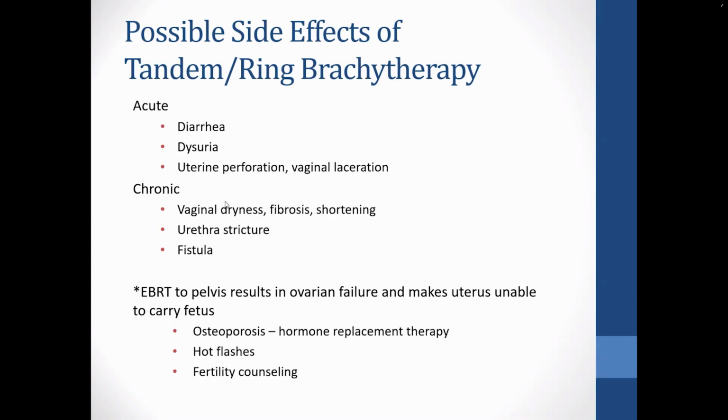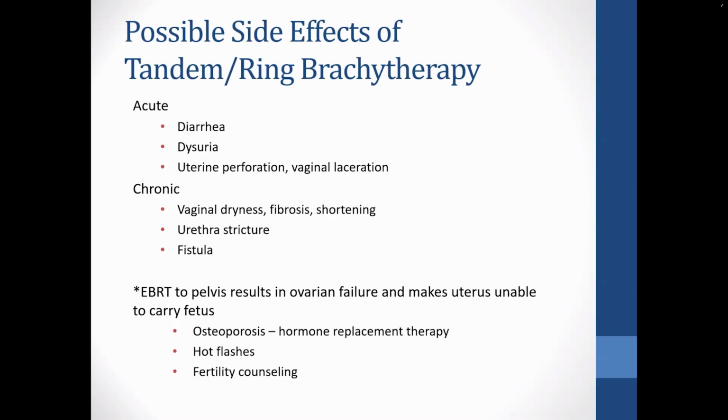Chronically, tandem ring brachytherapy often results in vaginal dryness, fibrosis, and shortening. Again, we recommend vaginal dilators to prevent this from happening and often refer our patients for pelvic floor physical therapy. Patients may develop a stricture of the urethra, and they may develop rectovaginal or vesicovaginal fistulas.